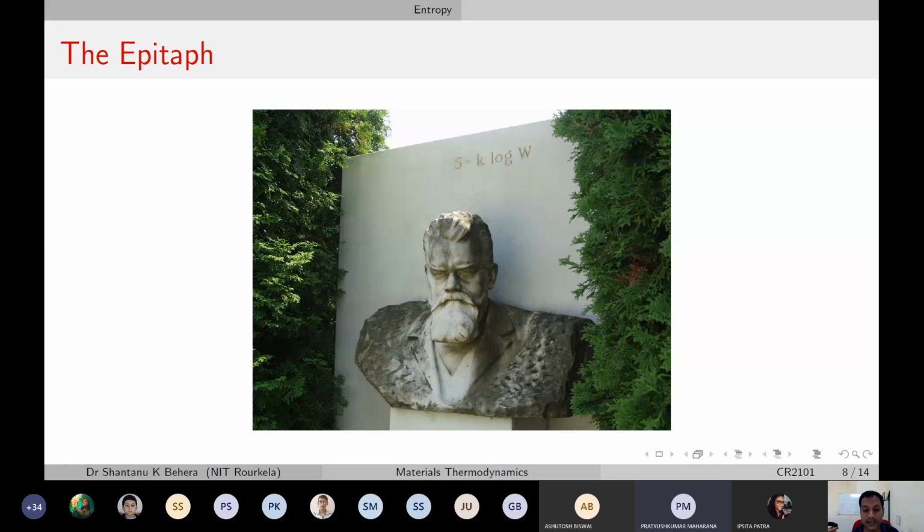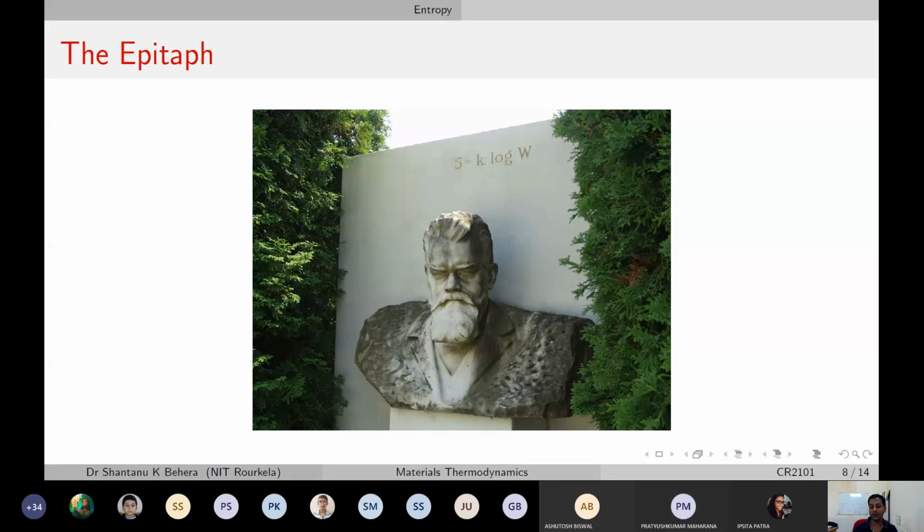Yeah. So this is a scientist, an Austrian physicist. And this is his tombstone. The picture here is the picture of his tombstone. There's a bust of this great person. What I want you to see is what is written at the back. S is K log W. This is the most famous equation he derived, he gave it to the world. That's right, it's Ludwig Boltzmann.